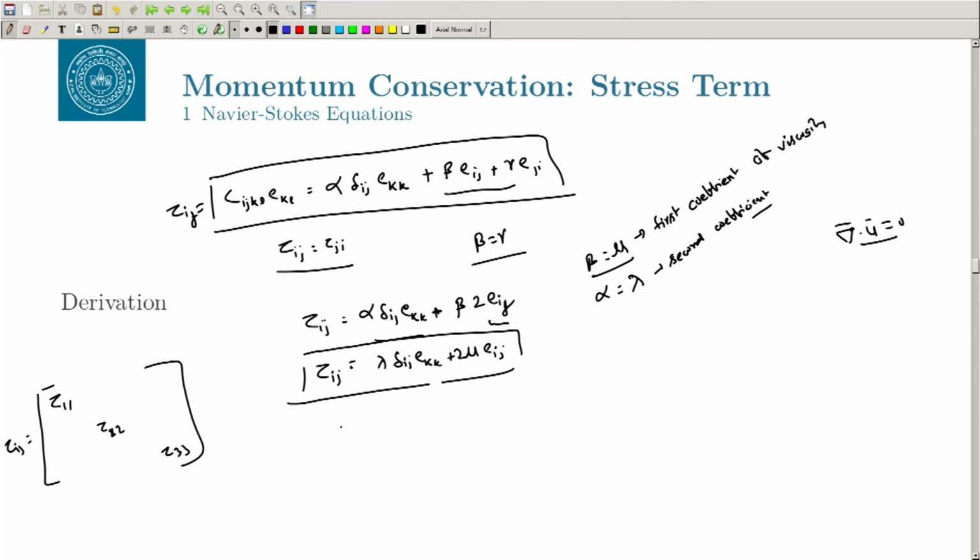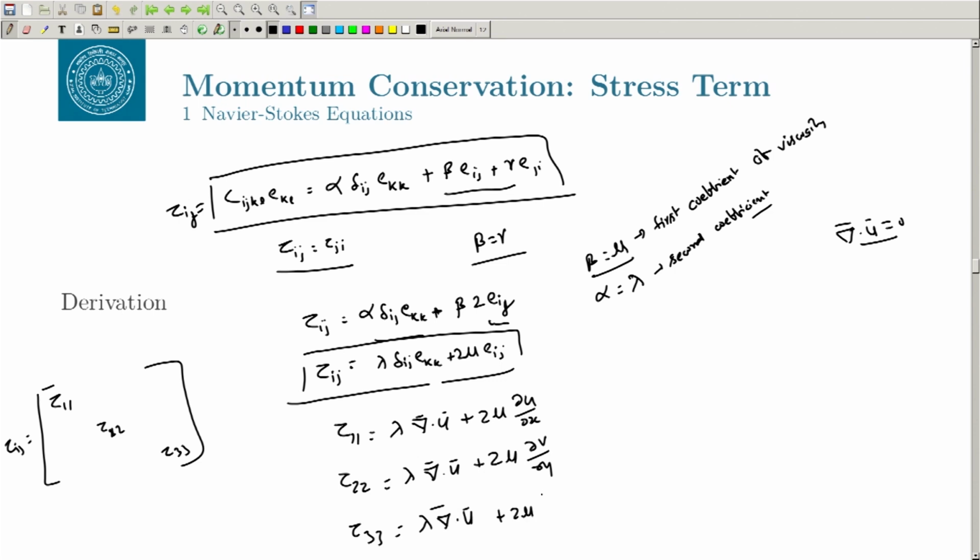Okay. So, for tau 1 1, this delta will become 1, with I and j both 1. So, this is lambda and then this will be present. So, E k k is nothing but del dot u, okay, and plus 2 mu E 1 1, which is basically just your del u by del x. Okay. Similarly, you can have tau 2 2, which is lambda del dot u. Okay, I am missing the vector signs, so please be careful. Plus 2 mu del v by del y, okay, and tau 3 3 is equal to lambda del dot u plus 2 mu del w by del z.